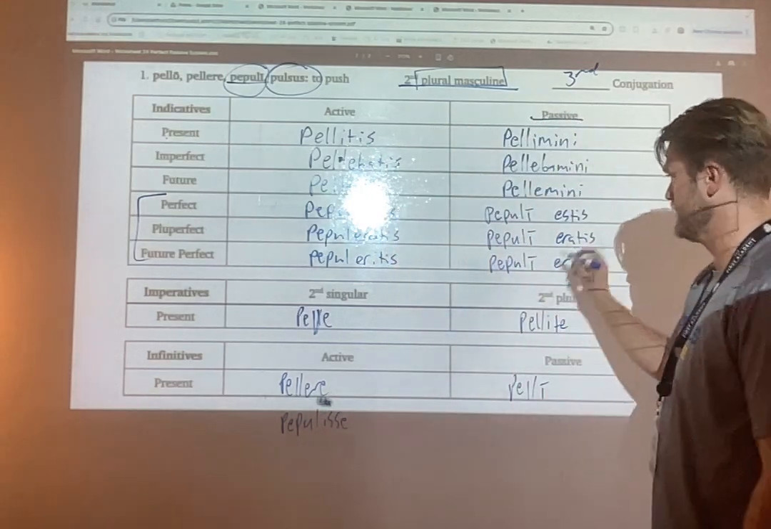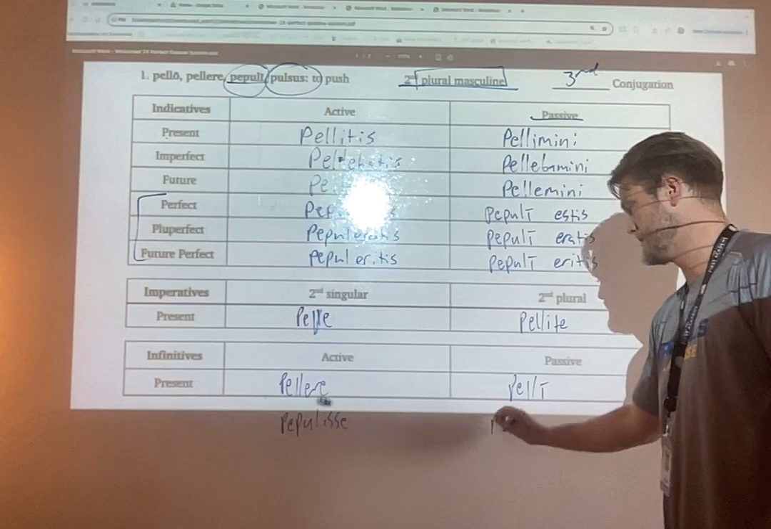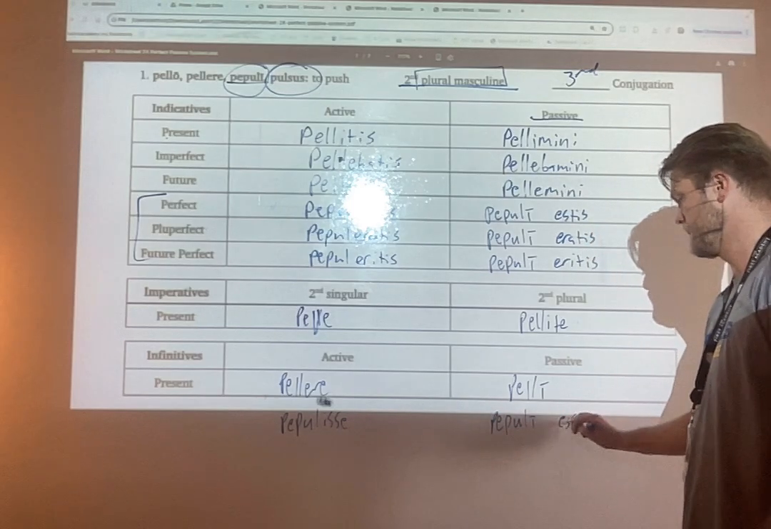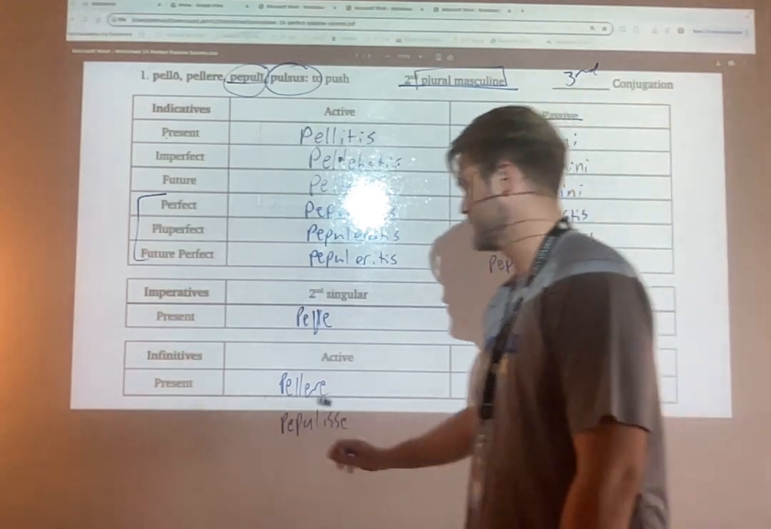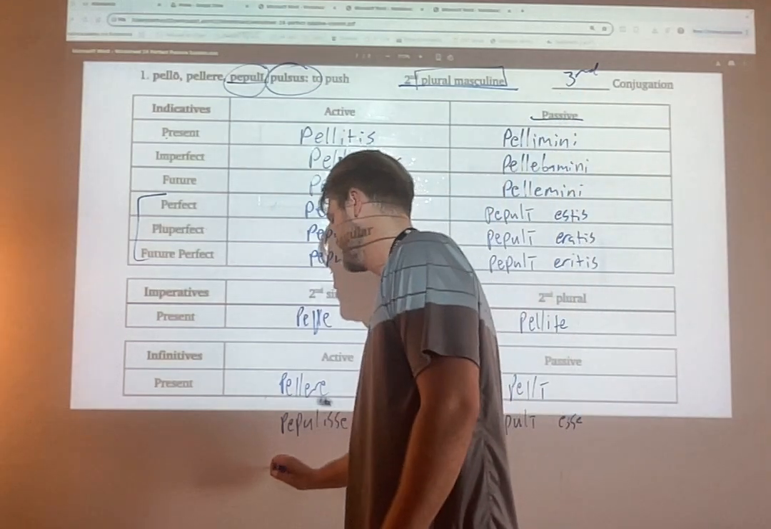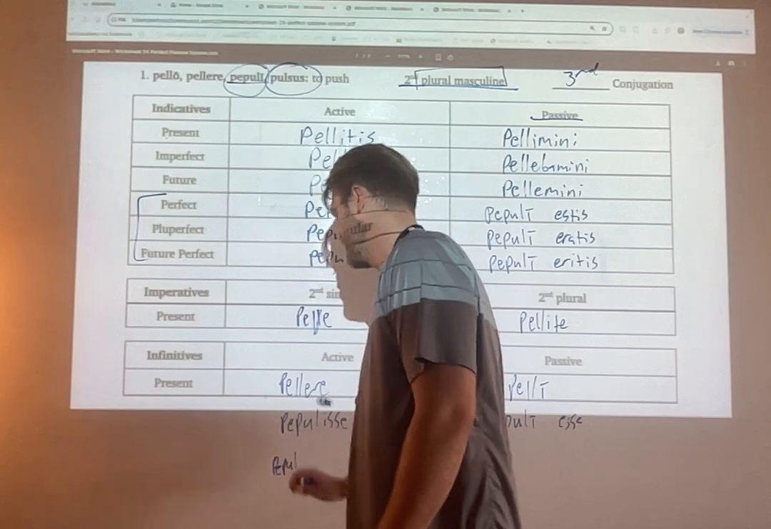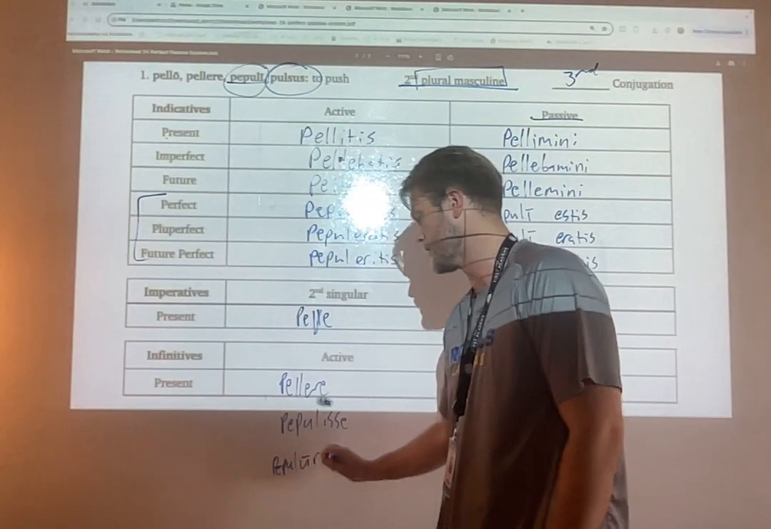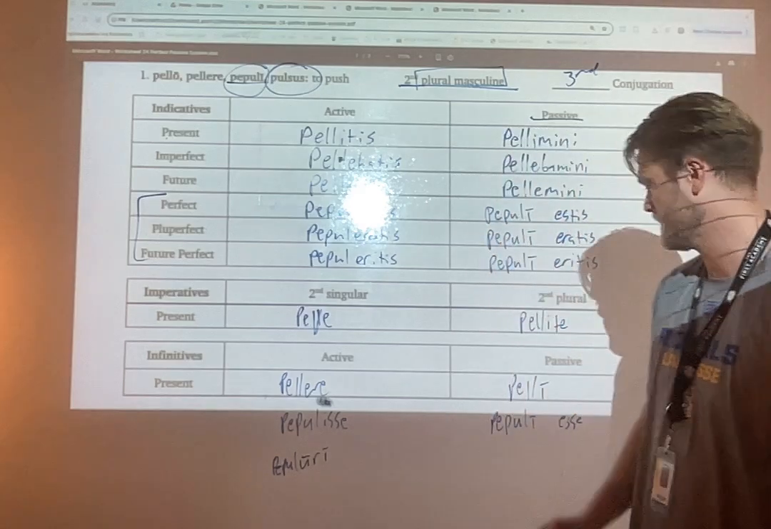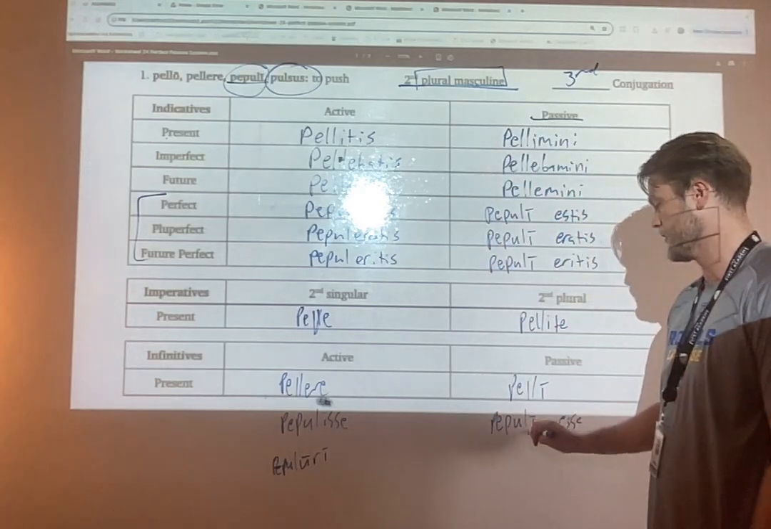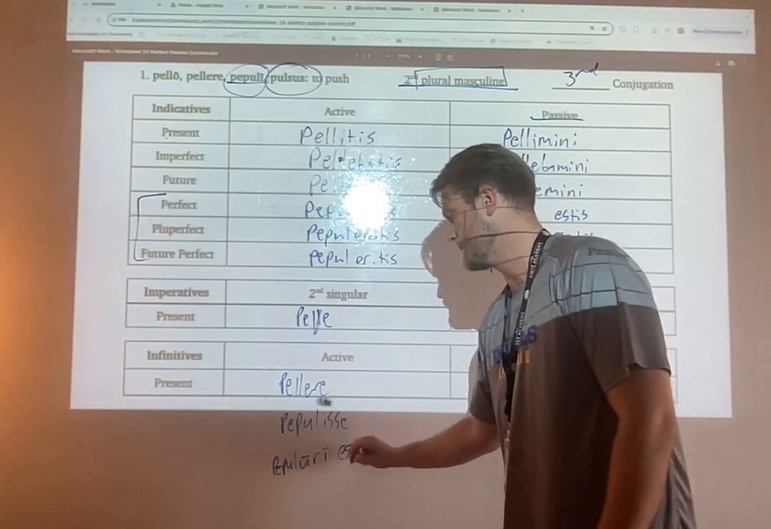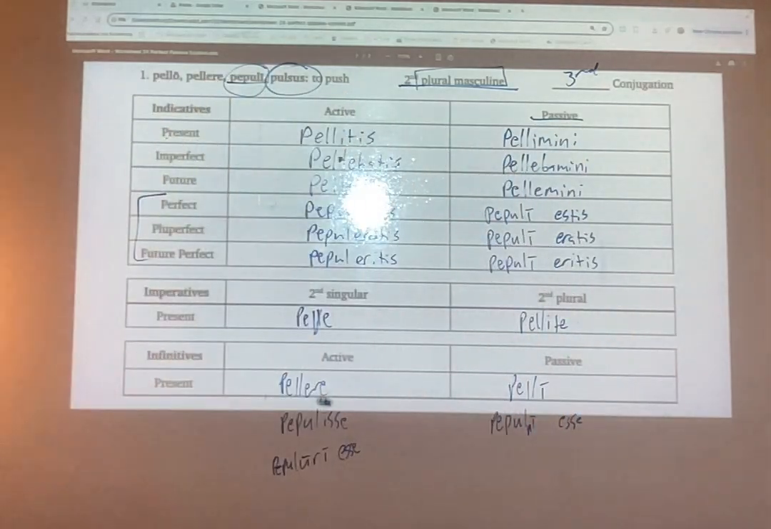For the perfect passive, you just use the fourth principal part, the perfect passive participle, pepuli, and then you just add esse. And then the future active infinitive, pepuluri: you'd add the ur before the ending, and then you just put esse right there. Okay, so those are the ones that I taught you.